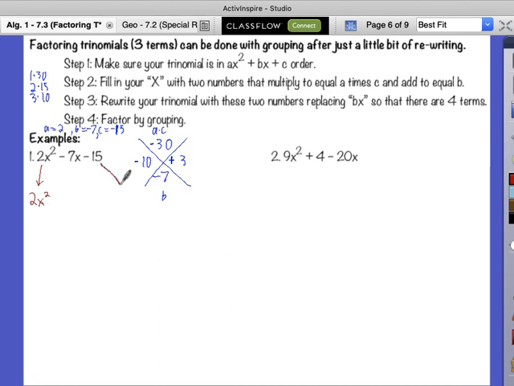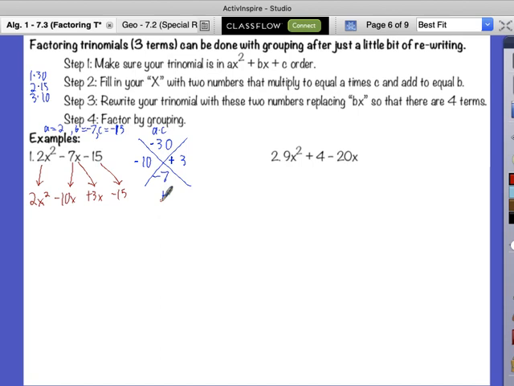Negative 15 is also going to stay the same. Our first and our last stay the same. But what happens is we split our middle, our bx, so to speak, because ax squared plus bx, into two different terms. That's what we use these two side numbers that we found for. So we're going to split it into negative 10x plus 3x. We pulled the negative 10 and the 3 from the sides of our x. And then we just slap an x on it, because negative 7x had an x with it.